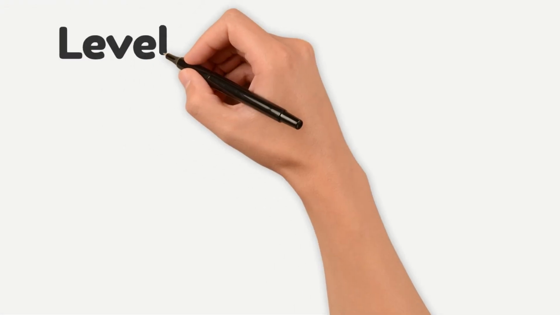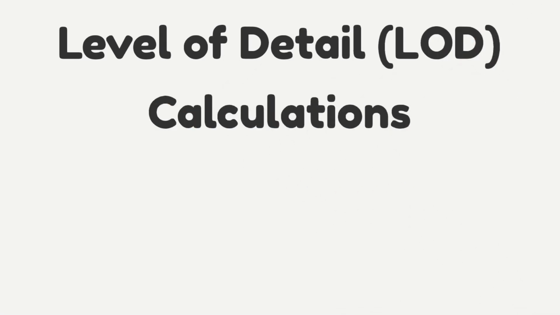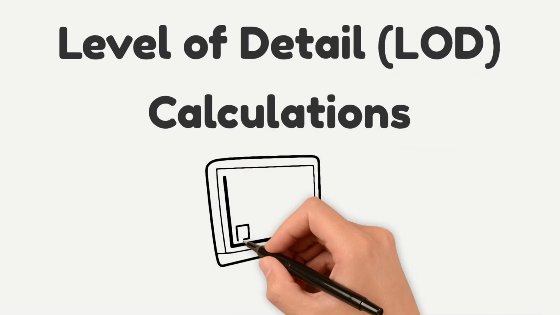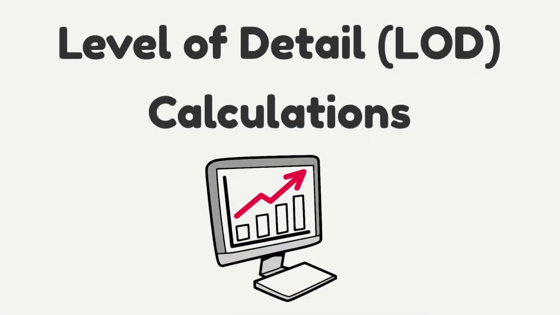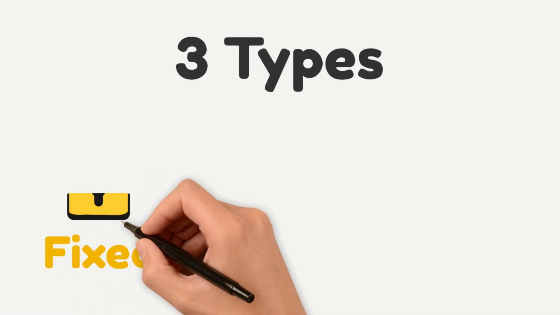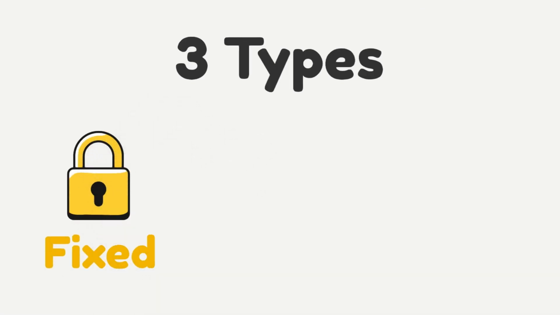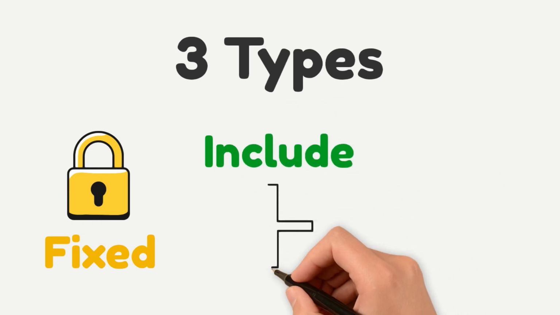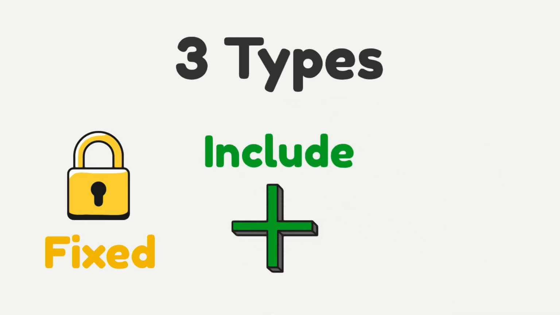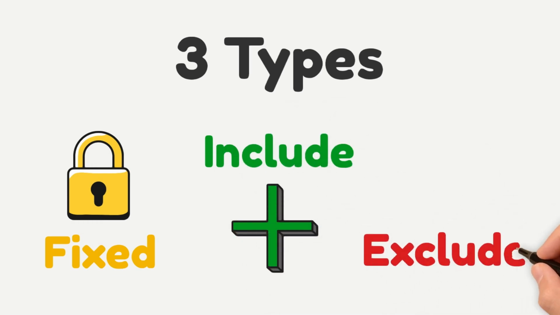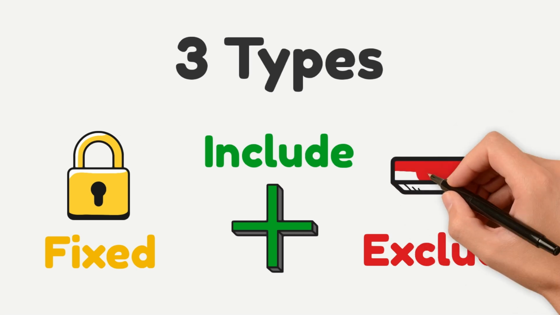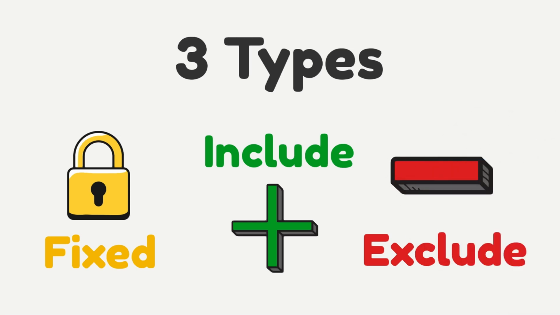To recap, level of detail or LOD calculations lets you calculate at a different level than what's shown in your chart. The three types include fixed, which locks the calculation at a specific level. Include, which adds more details to your calculation. And exclude, which removes details to focus on a broader level. LODs let us answer questions that regular calculations can't, like comparing different levels of detail within the same view.